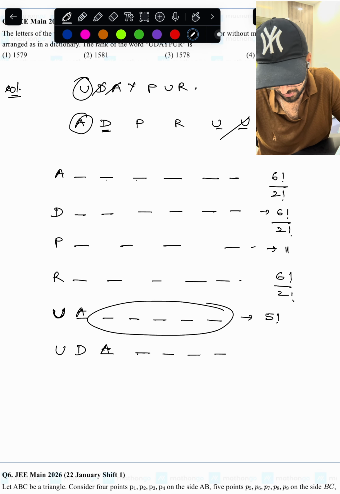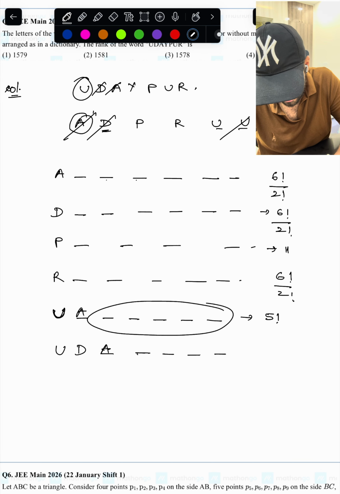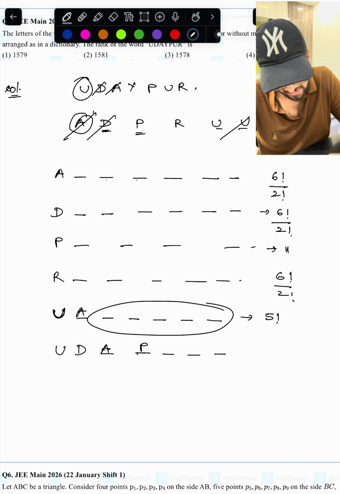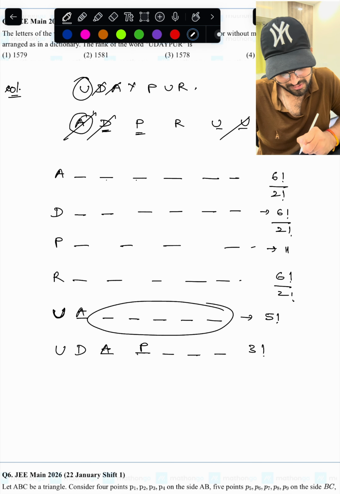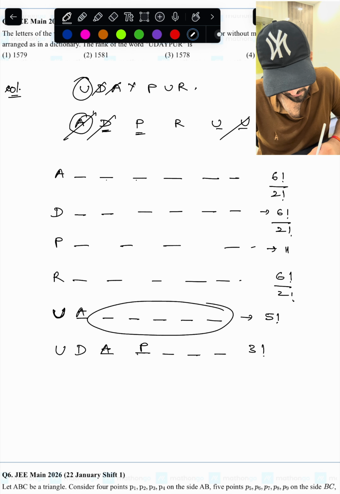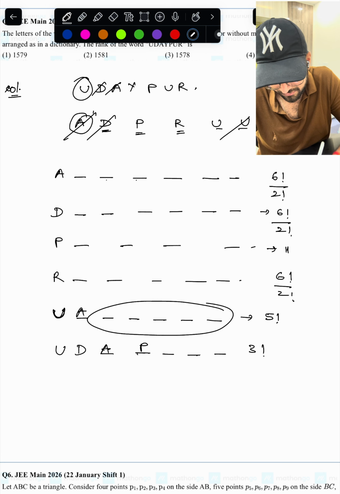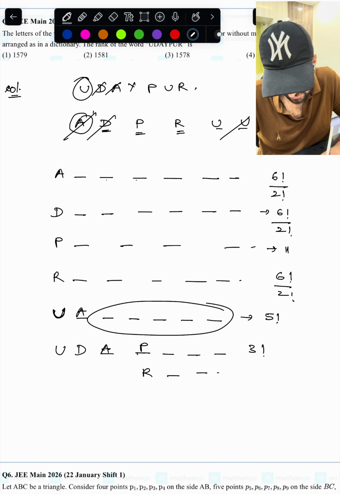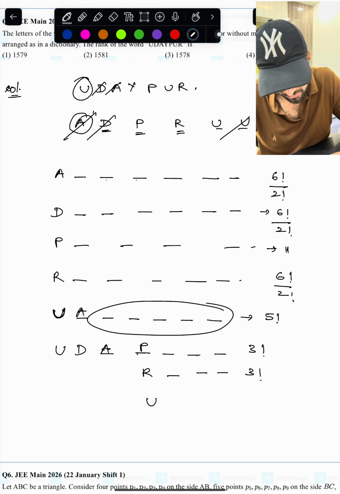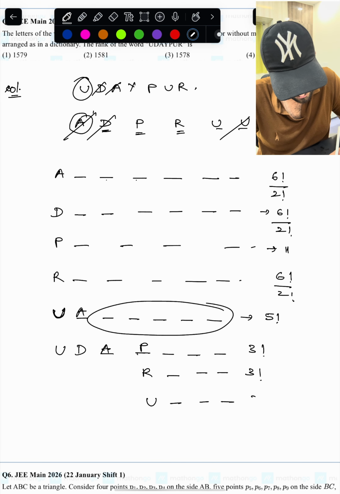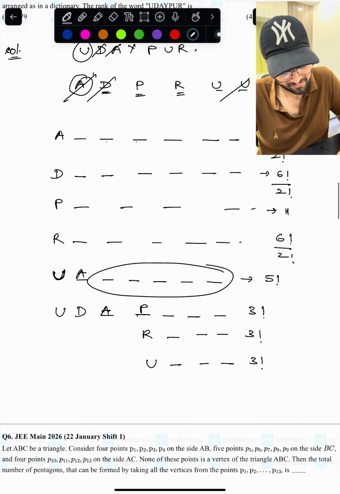Now out of these 4 letters, A is gone, D is gone, and U is gone. Now we start with P. If you fix P here, you are left with 3 more letters, and they can be arranged in 3 factorial. Again, after P, you can start with R. Again you will have 3 factorial. Then again you will start with U. Again you will have 3 factorial.